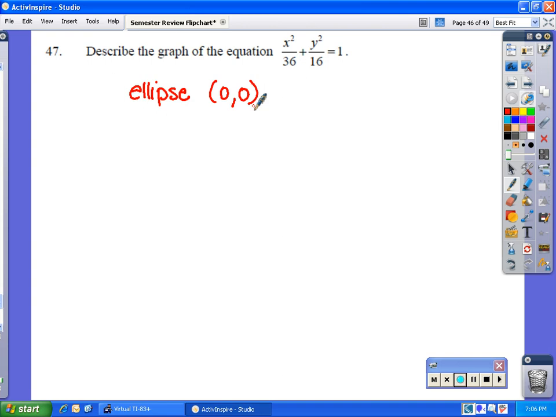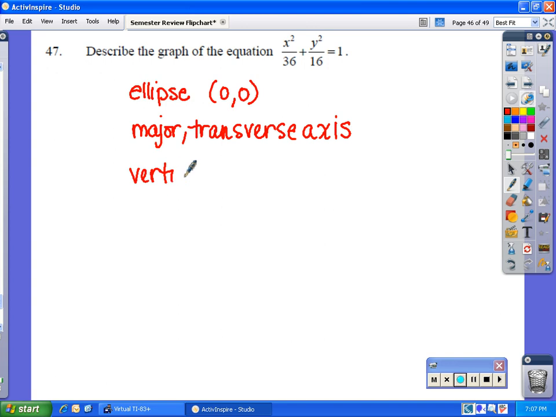Because the bigger number in our equation, the 36, appears under the x squared, we know that our major or transverse axis is the x-axis. That means that the minor axis is the y-axis. On our major or transverse axis, we'll find our vertices. The vertices are given by the square root of a squared, so we'll have plus or minus 6, 0 as our vertices.